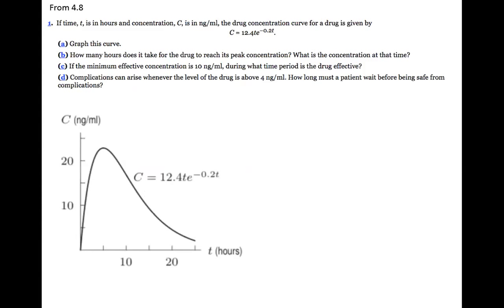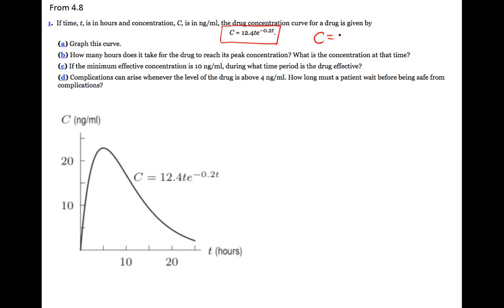And just this one, okay? That's what we have. If time t is in hours and the concentration c is in nanograms, probably, per milliliter, the drug concentration curve for the drug is given by, and of course we do have a nice function, right? We can see.